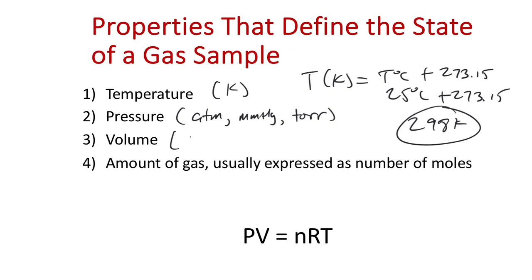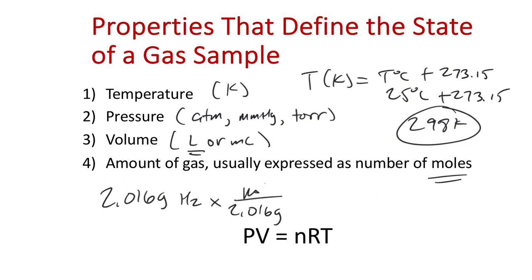Volume, primarily units of liters or milliliters, but probably liters is the most common unit that we use for describing the volume of a gas. And then the amount of gas is often expressed as moles. So we'll calculate the number of moles. If you have, for example, 2.016 grams of hydrogen, we might just recall that it's 2.016 grams per mole of H2, so that would correspond to 1 mole of H2. So we'll commonly use the moles of a gas sample.